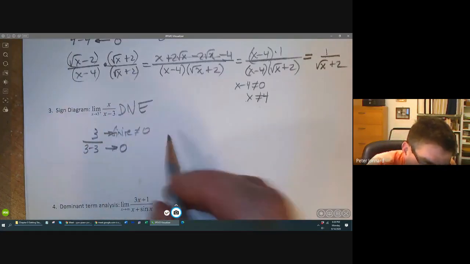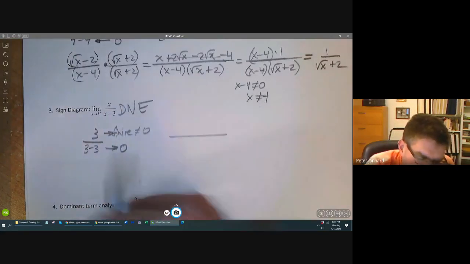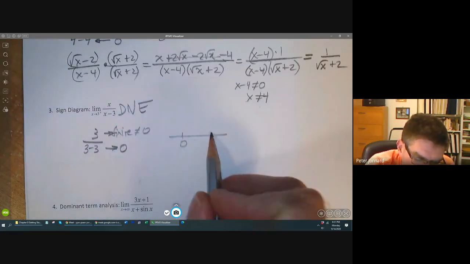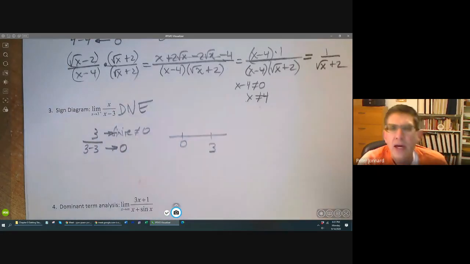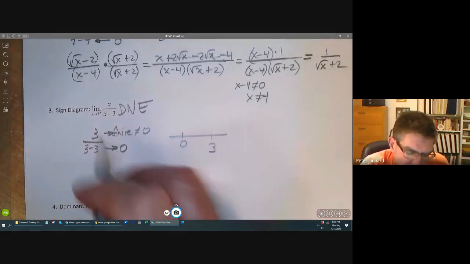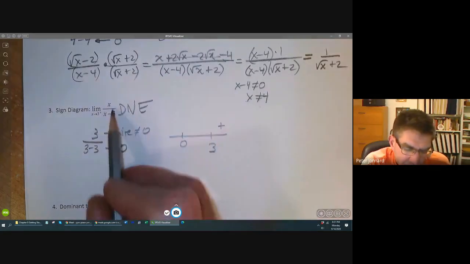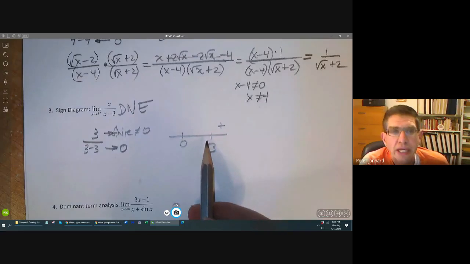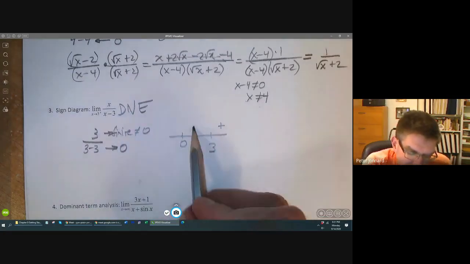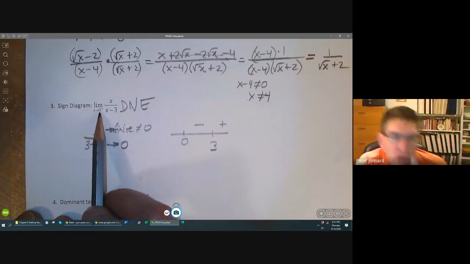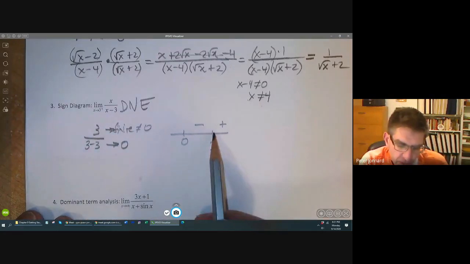I do think a sign diagram is helpful to get a little more insight into what is going on here. If we make a sign diagram, you'll notice that the numerator is 0 at x equals 0, and the denominator is 0 at x equals 3. If I put a number bigger than 3 into this, I have a positive over a positive, which is positive. If I put a number between 0 and 3, like a 2, I'd have a positive over a negative, which is negative. To the left of 0, we don't care so much because we're only interested in approaching 3 from the right.